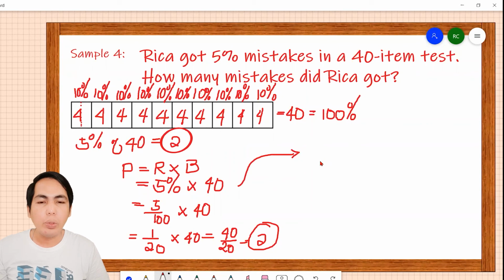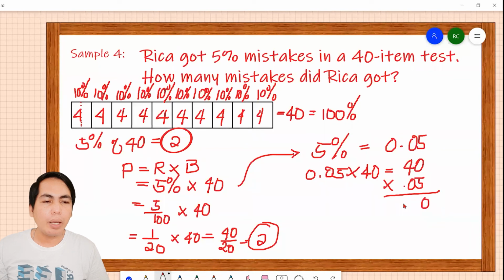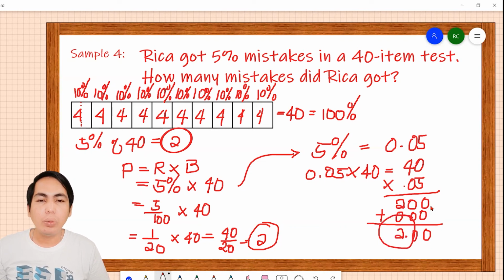Or if we are going to use the decimal form, 5% is equivalent to 0.05. So 0.05 times 40. 5 times 0 is 0. 5 times 4 is 20. 0 times 0 is 0. 0 times 4 is 0. And then we are going to add our initial products. 0 plus 0 is 0. 0 plus 0 is 0. 2 plus 0 is 2. 1, 2, 1, 2 to give us the percentage of 2. So therefore, Rika got 2 mistakes in the test.